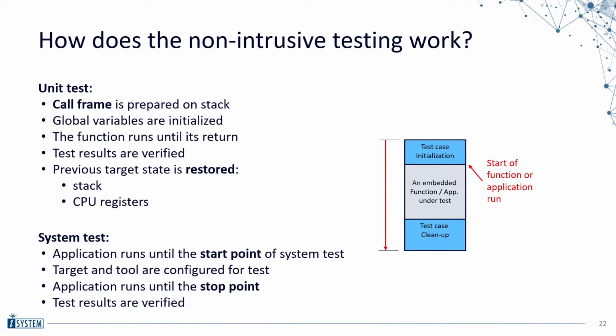Unlike unit testing, system tests don't manipulate the stack. The system test starts at a certain user-defined entry point. The system test runs the code under test until the endpoint is reached. testIDEA values are then checked against expected results, and reports can now be generated.